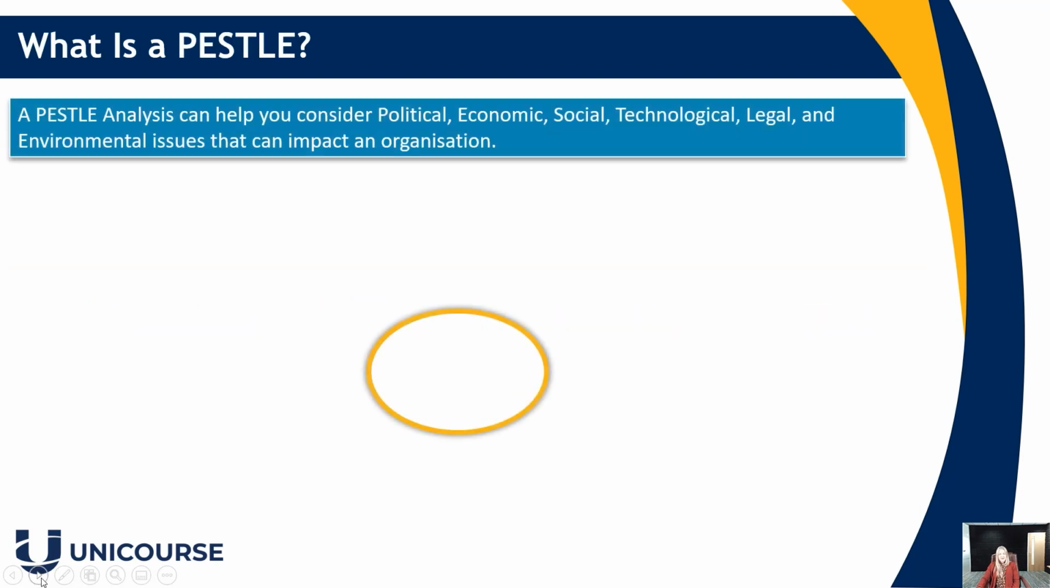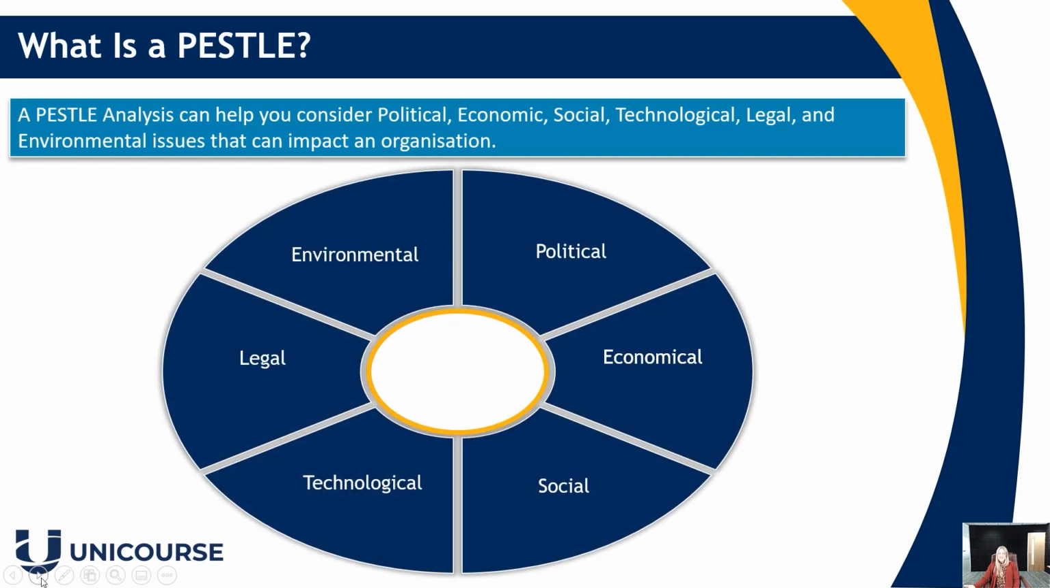So again, thinking about what is a PESTLE analysis, well, we know it's an acronym. It's got 6 factors, and one can be added, two can be taken away. But let's look at it from a PESTLE perspective. It's a strategic tool used to analyse the environment.